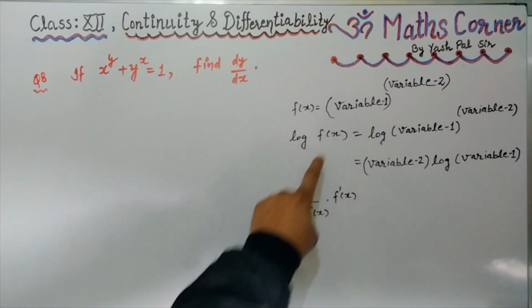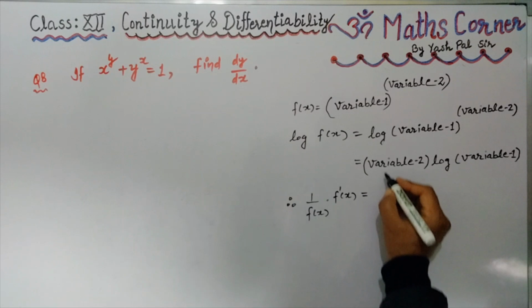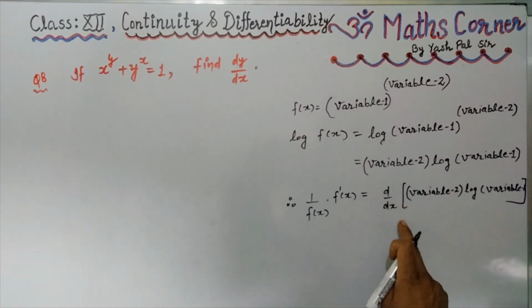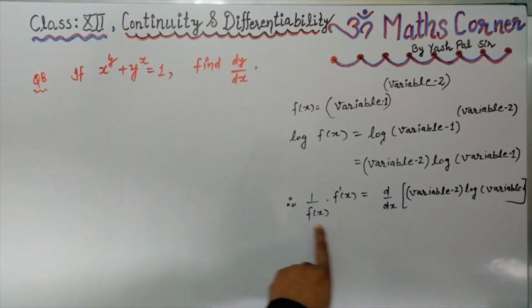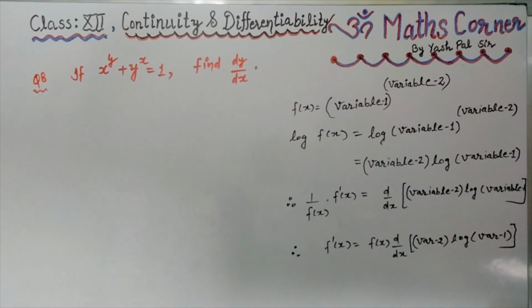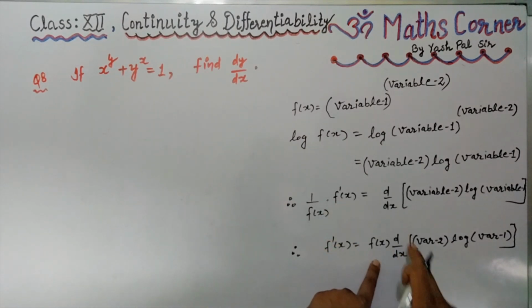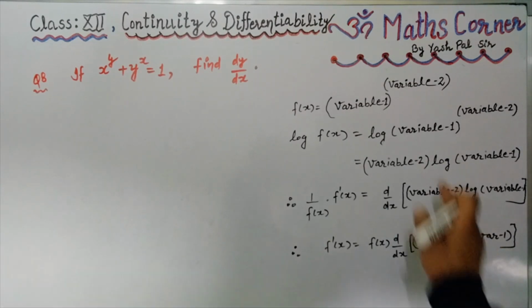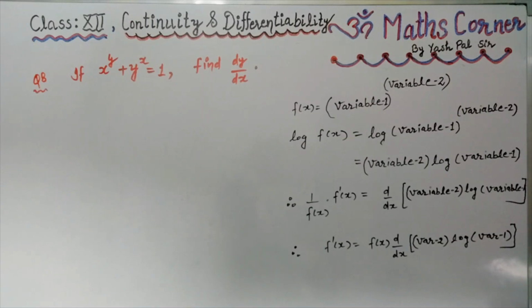Okay, now differentiating both sides, log f of x derivative is 1 upon f of x into f dash x, equal to the right hand side derivative, that is derivative of variable 2 into log variable 1. Now this f of x will go here, so we write f dash x is equal to f of x into derivative of variable 2 into log of variable 1.